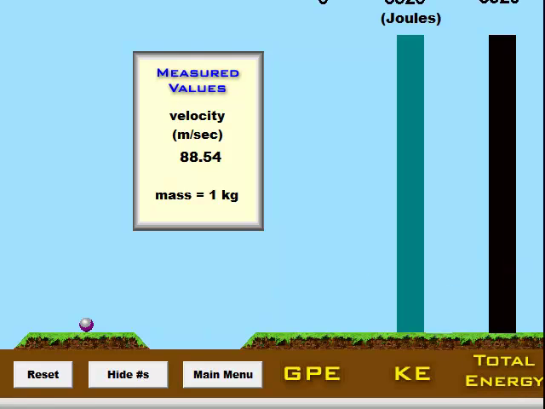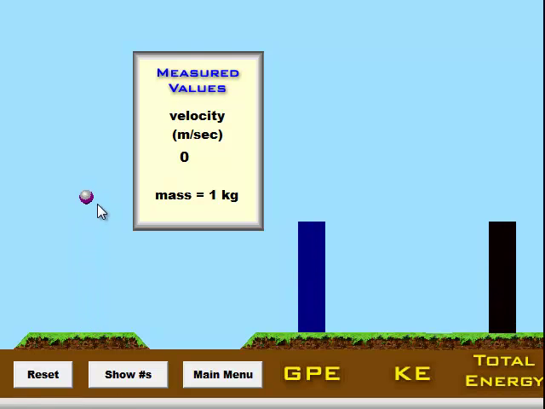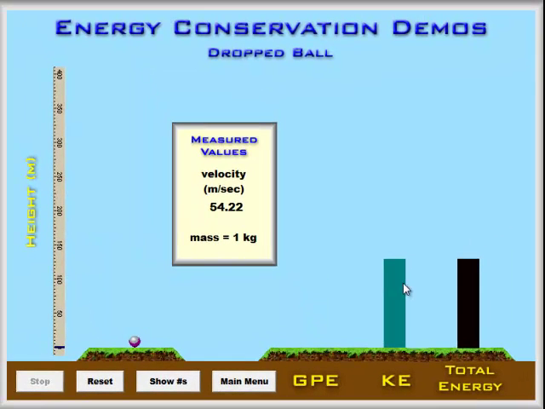There's also a separate copy of the simulation where there are no numbers, and there's a student handout that you can use with that simulation, where students have to take measurements and fill in the answers. So if there were no numbers here, for example, the students would have to measure the height above the ground and then figure out from the final velocity what the kinetic energy was, and from the height what the gravitational potential energy was, and then in the lab report see whether or not total energy was conserved.